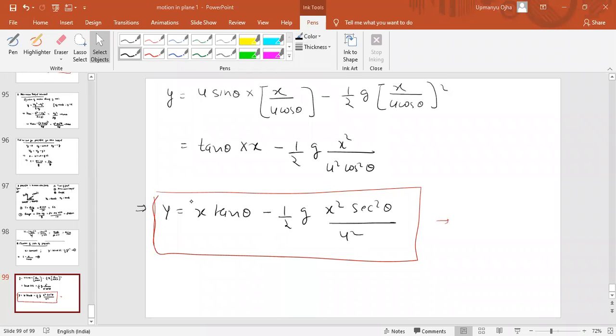We have written y in terms of x. Okay, that is what we have done. We have written the y in terms of x.